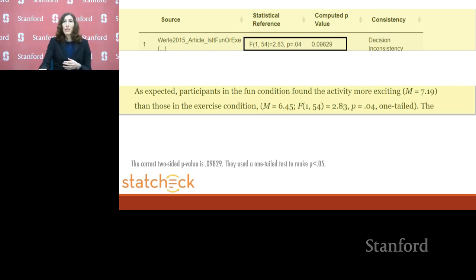But notice they're making the same little trick as before. They report the p-value as 0.04 because they were reporting the one-tailed p-value. Again, there's really no reason to report the one-tailed p-value here. They're just doing it so they can claim p is less than 0.05.